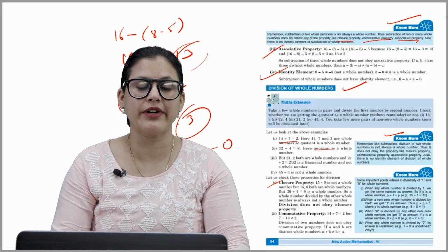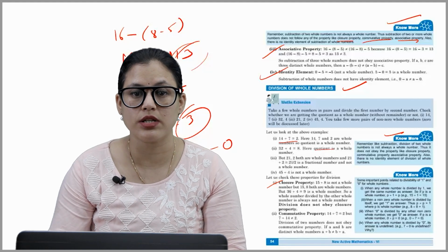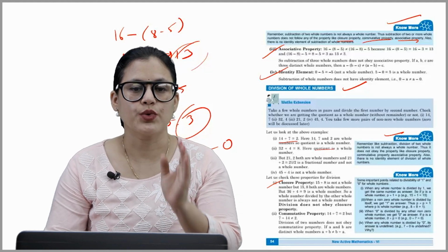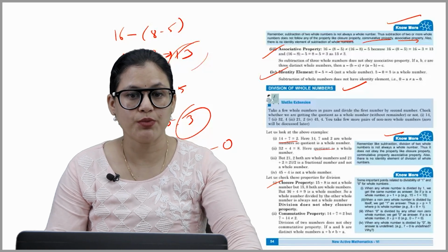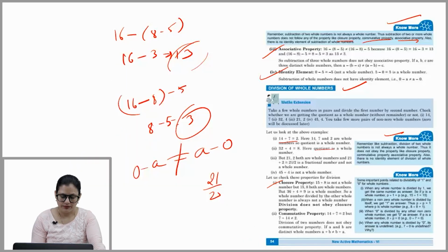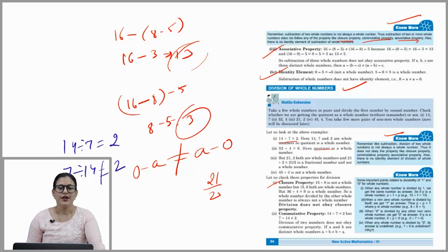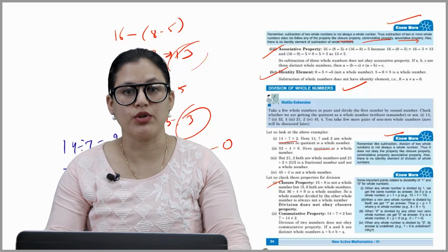So, a whole number divided by another whole number is not always a whole number. So, division doesn't obey the closure property. Number 2, commutative property. See, 14 divided by 7 is equal to 2, but 7 divided by 14 is not equal to 2. So, division of two numbers doesn't obey the commutative property.